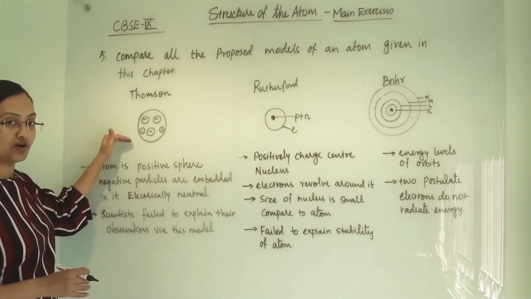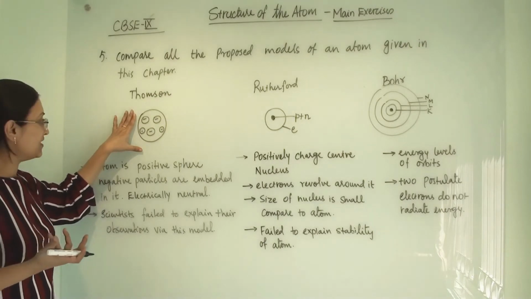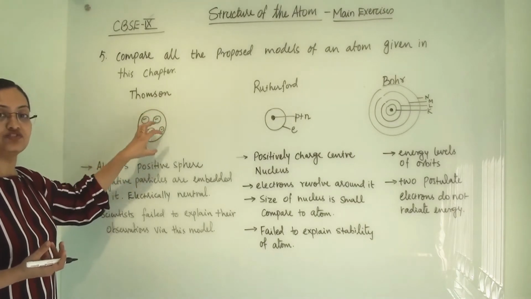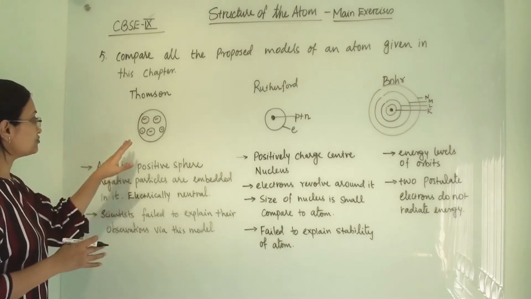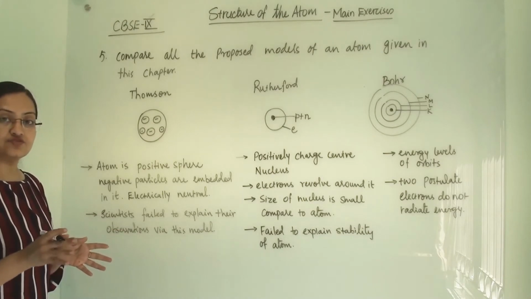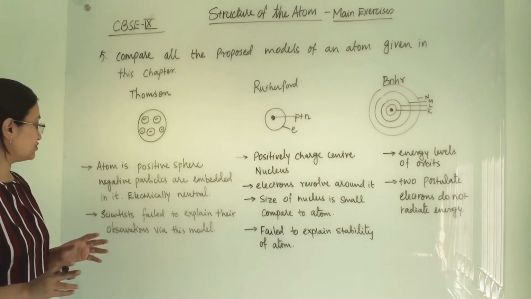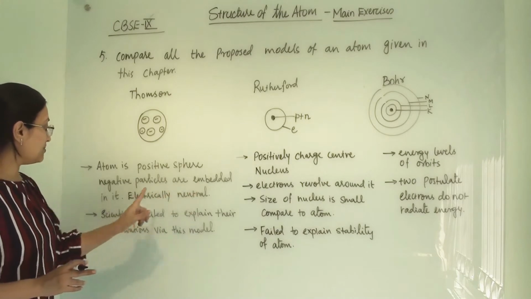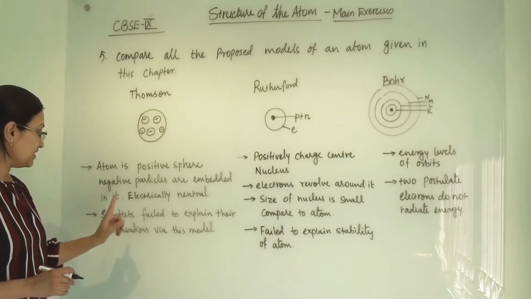So first, Thomson's model of an atom. He gave this Christmas pudding like structure of an atom, and he said that in a positive sphere the electrons, or negatively charged particles, are embedded in it like dry fruits. And he also said that positively charged and negatively charged particles are equal in magnitude, and so the atom is electrically neutral. So the atom is a positive sphere, negative particles are embedded in it, and he also stated that it is electrically neutral.